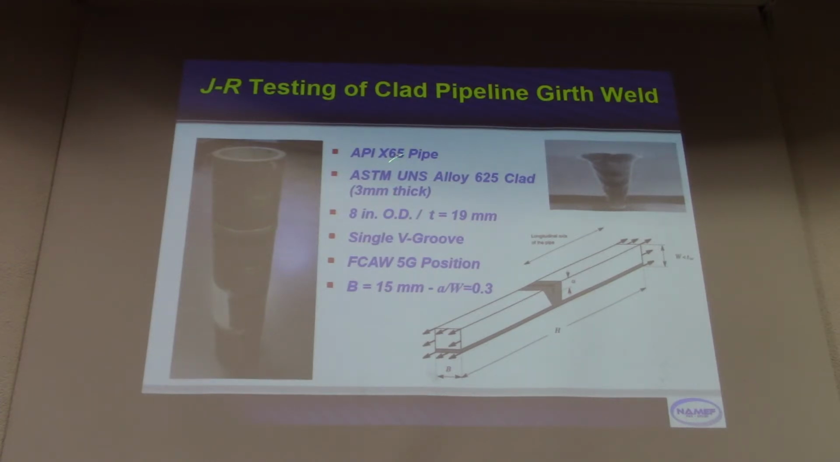It's an X65 pipe, which has an inner layer of 3 millimeter Inconel 625 alloy. The girth weld is a single V groove, and it was welded by flux cored arc welding in 5G position.